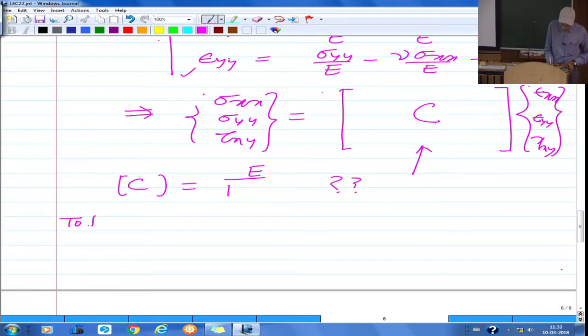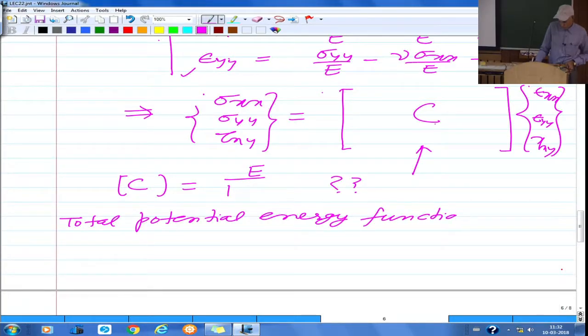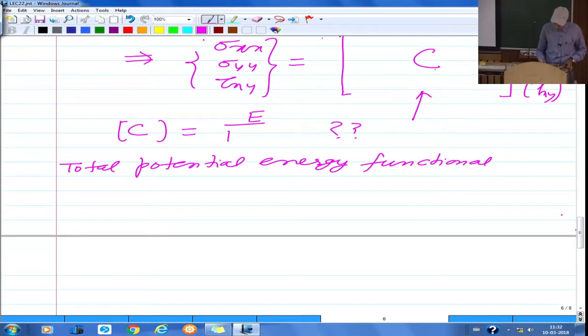If you write the total potential energy functional, I think this is 1 minus nu into 1 plus 2 nu, 1 plus nu into 1 minus 2 nu. So it should be something like this: the C matrix is E upon 1 minus 2 nu into 1 plus nu, and then you have here 1 minus nu and the corresponding term. I will work it out rather than wasting time on that.